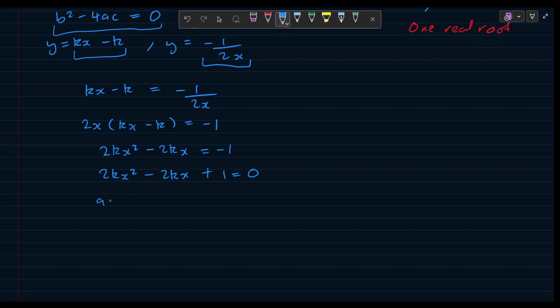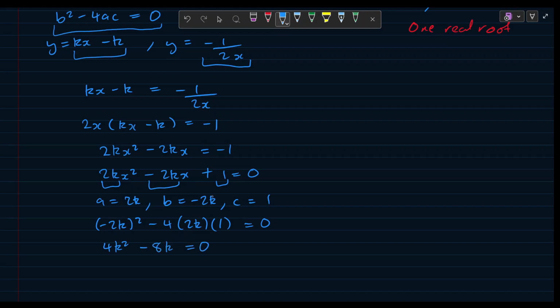Alright, so a is going to be 2k, b is equal to negative 2k, and then c is our constant, which is 1. So let's substitute into the discriminant. That's negative 2k squared minus 4 times a, which is 2k, times c, which is 1, and this is equal to 0. So let's expand this. We've got negative 2k squared, so square the negative 2, you get 4. Square the k, you get k squared. Then we've got minus 4 times 2k, minus 8k, and this is equal to 0.